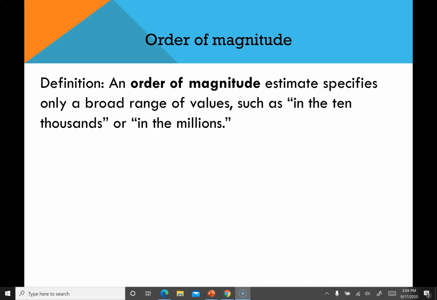All right, let's talk about this really fancy word, order of magnitude. The definition is as follows. An order of magnitude estimate specifies only a broad range of values, such as in the 10,000s or in the millions. So if I wanted you to get something correct to a particular order of magnitude, basically I would want you to get it correct. If the answer was 75 million, I would want you to at least know that it was in the millions, right?